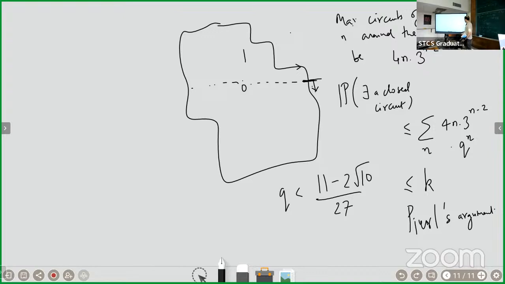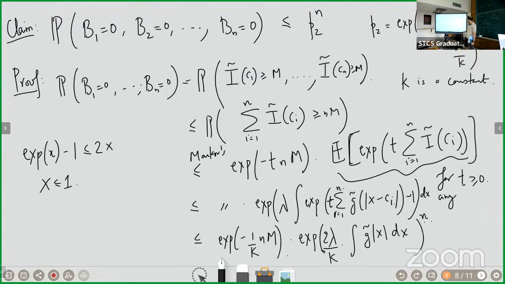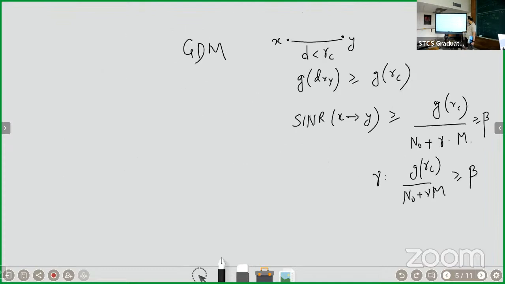So all I have to do is to make sure that square root P1 plus square root P2 is less than this. And both those quantities are functions of S and M. P1 is a function of S, and P2 is only a function of M. I want square root P1 plus square root P2 to be smaller than something. So I will appropriately choose S and M. Once I do that, I'll pick an appropriate gamma to control my interference. That is how you complete this program.